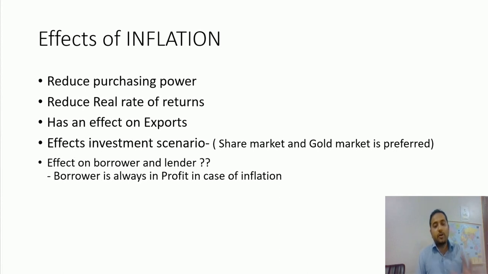Now, the effect on borrowers and lenders. In case of inflation, the borrower is always in profit and the lender will always be in loss. It is a potential prelims question, so just think about it once. Why will the borrower always be in profit and the lender always in loss? It is the same as the case of fixed deposit. Who is the borrower? Let's say the bank is the borrower. The bank is returning you money with some percentage, so the bank will always be in profit. You will be in loss. You are the lender. This is not the correct example I gave you, but just to compare and understand things, I gave you this example.